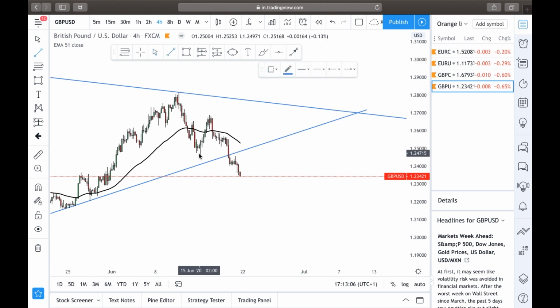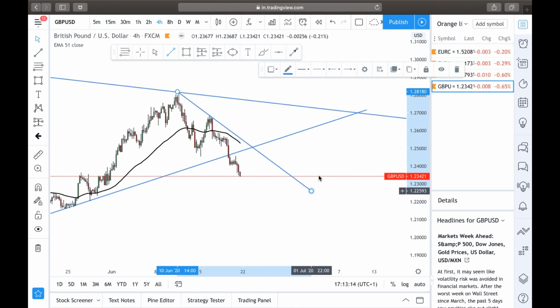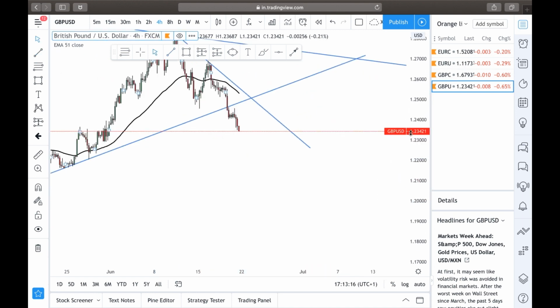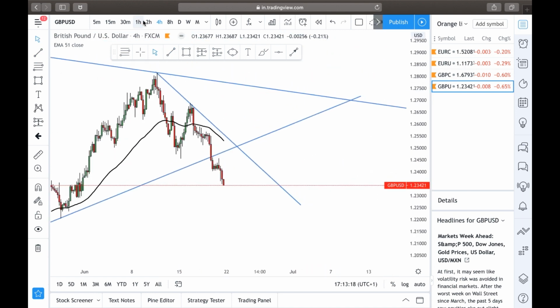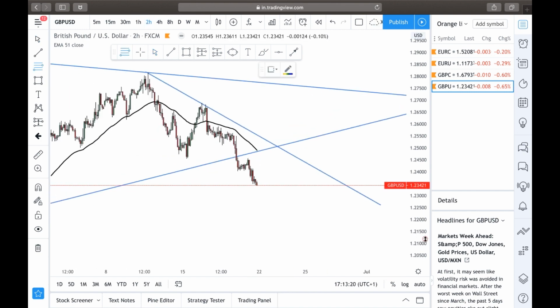So look, lower low. Or this is the start, okay? This was the lower high that was created. Then it's to create a new lower low. So it's already created a downtrend because it's made a new structure. Okay? So let's go on to the 2 hour and see what's going on.